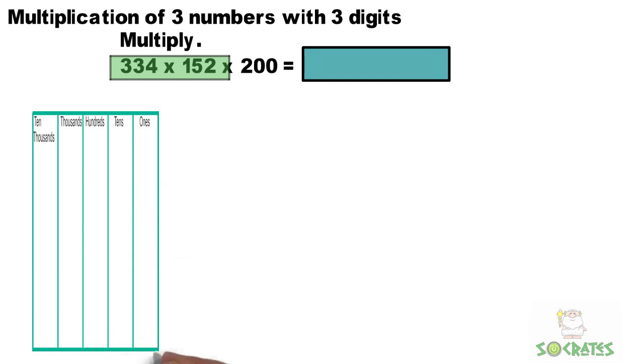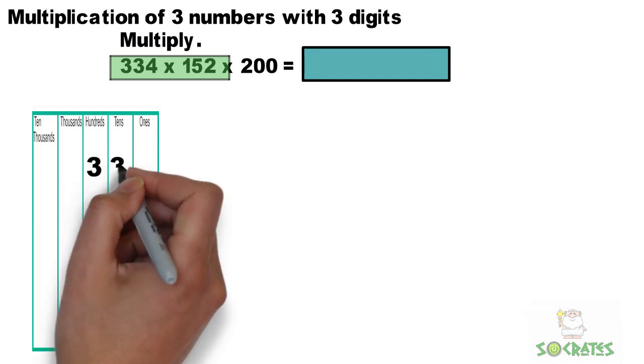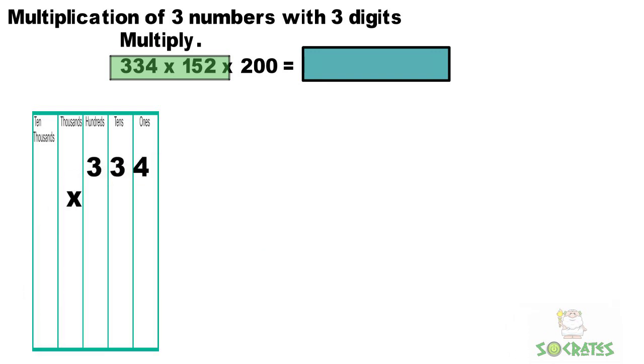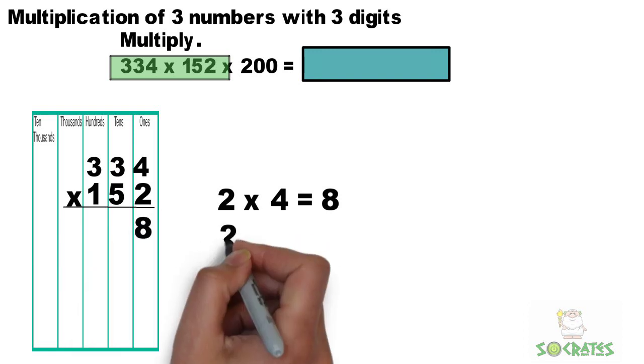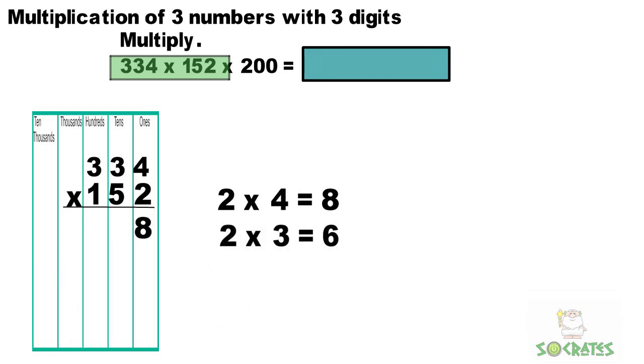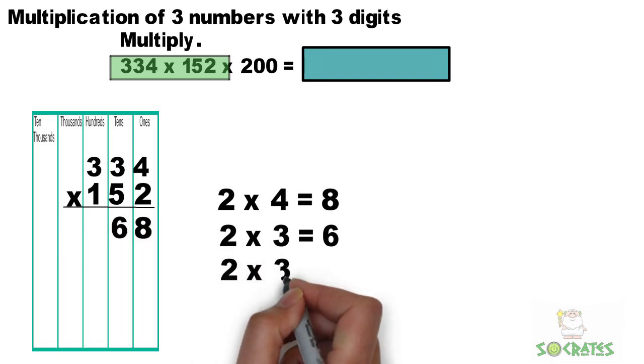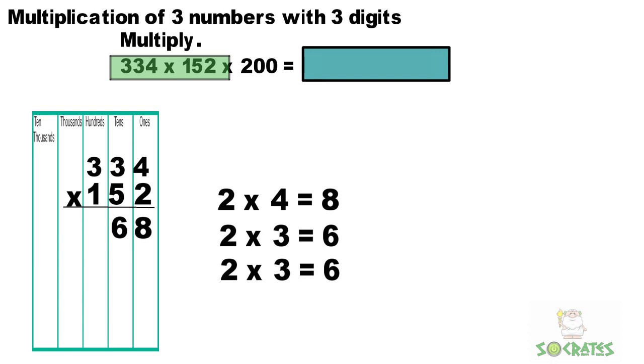You can use your place value chart to help you keep the numbers organized. 334 times 152. Start with the ones, as 2 times 4 equals 8. Next, 2 times 3 equals 6. And 2 times 3 again equals 6. So we have 668.